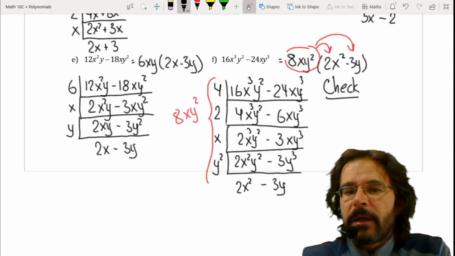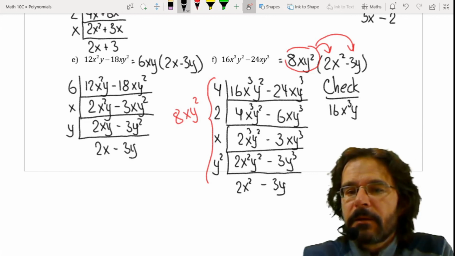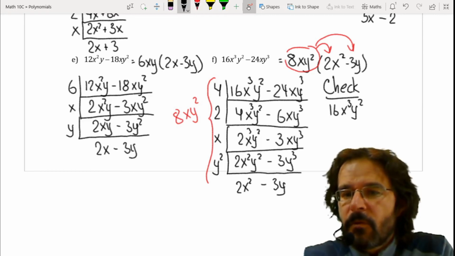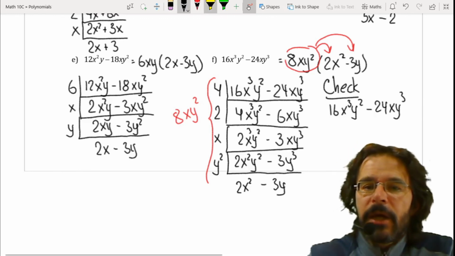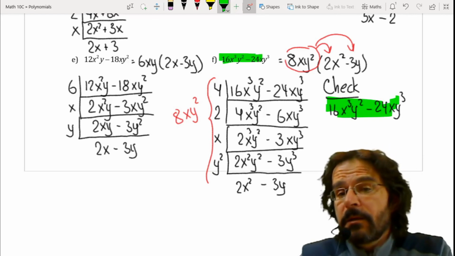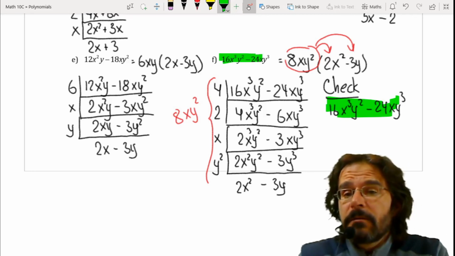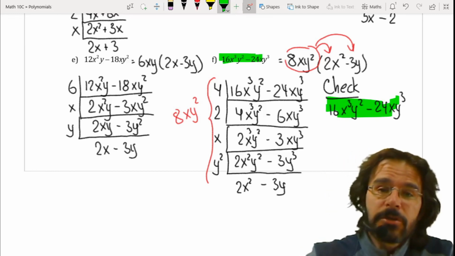So 8xy squared times 2x squared is going to be 16x cubed times y squared. And then 8xy squared times negative 3y is going to be negative 24xy cubed. And now we can check that this is the same thing as what we started with, and it is. If it is, then we did the factoring correctly. The question is not asking you to check by applying the distributive property and multiplying it out, but it is a good idea to do that just to make sure you got everything right.